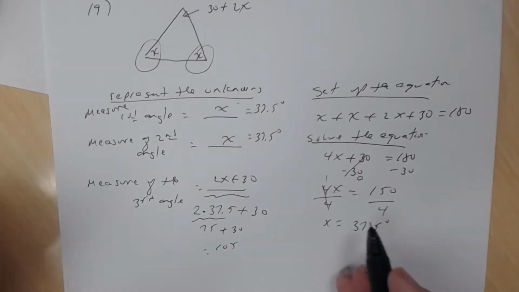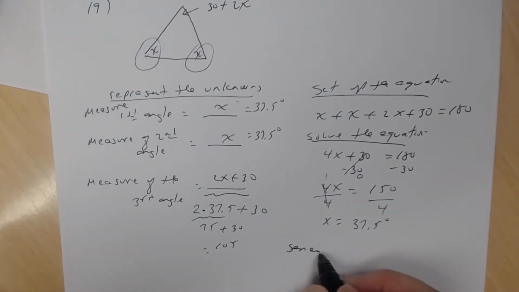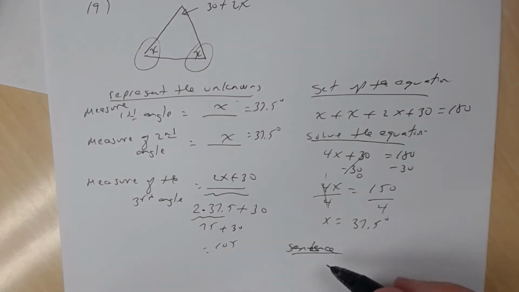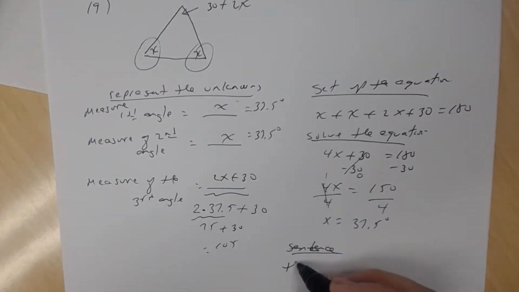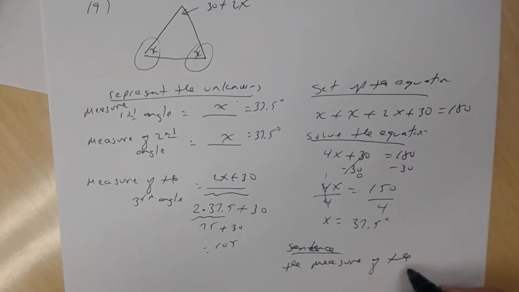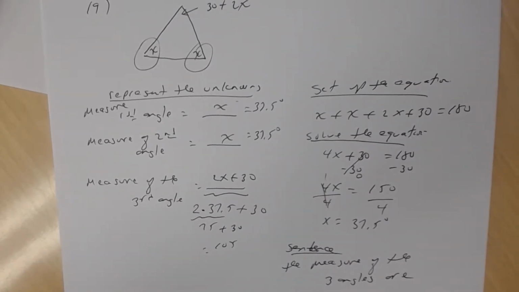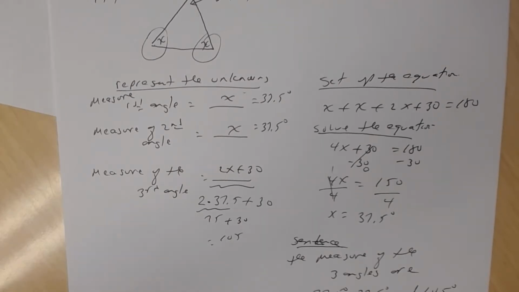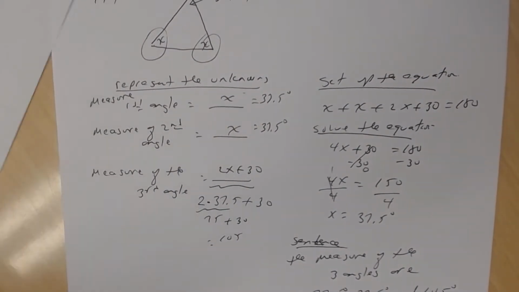Okay? So then your sentence, you're going to say this. So the interpretation, you're going to say the measures of the three angles are 37.5 degrees, 37.5 degrees, and 105 degrees. Okay. All right, so that was number 19.